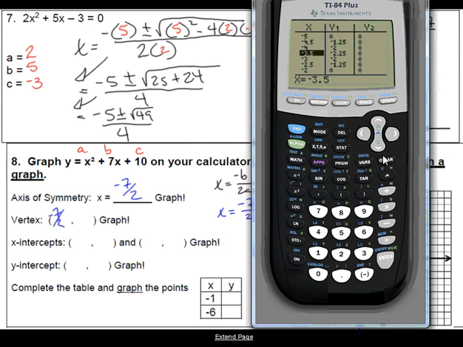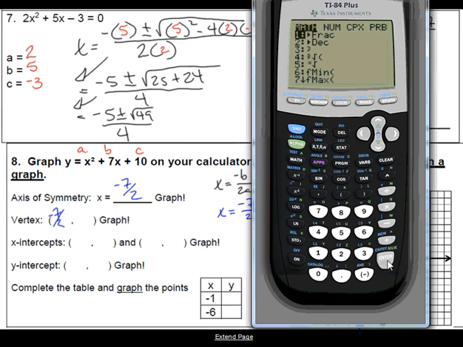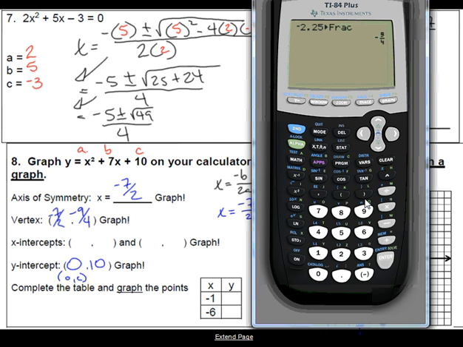It is negative 2.25. Well, since I already have this as a fraction here, let's change my negative 2.25 into a fraction. If we can't remember how to do that, I can simply do it here with the calculator. It'll automatically tell me that it's negative 9/4. My y-intercept, remember the y-intercept is always going to be 0, c. Well, c in this case is 10, so it's going to be 0, 10.